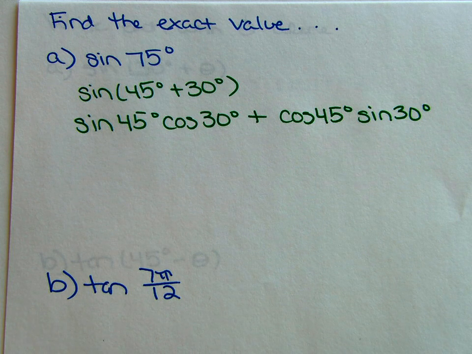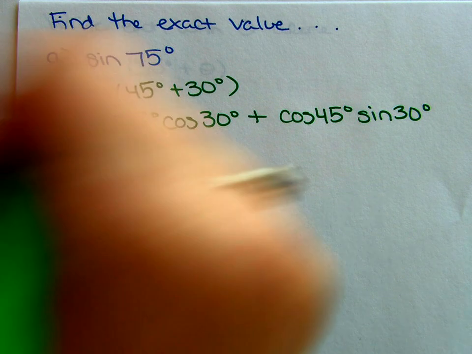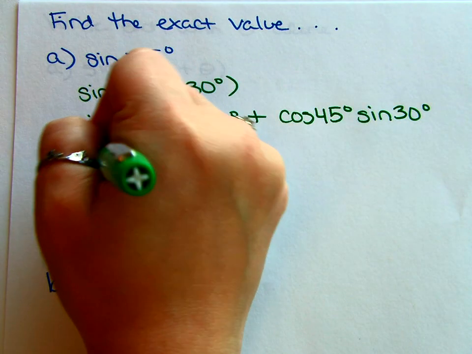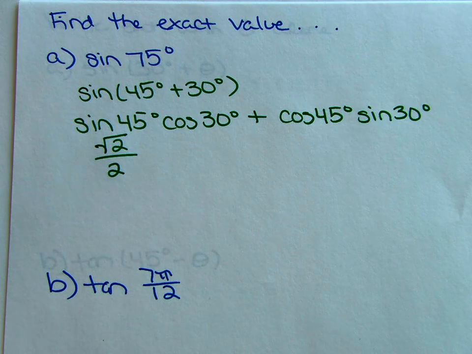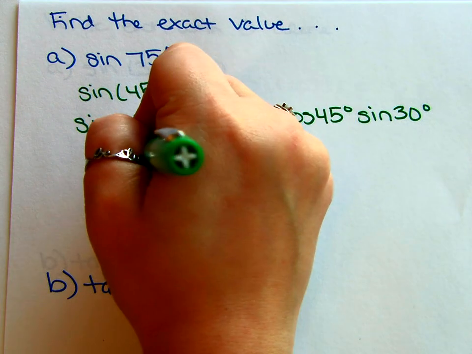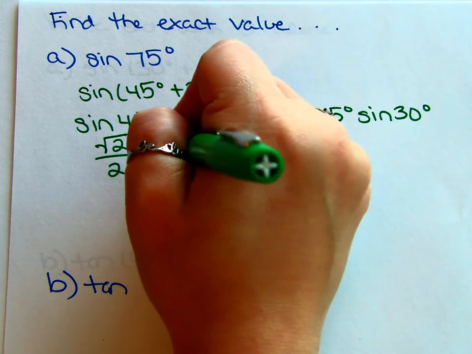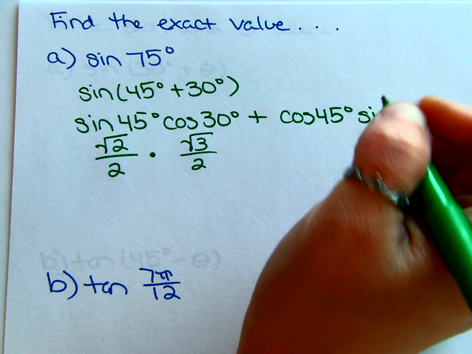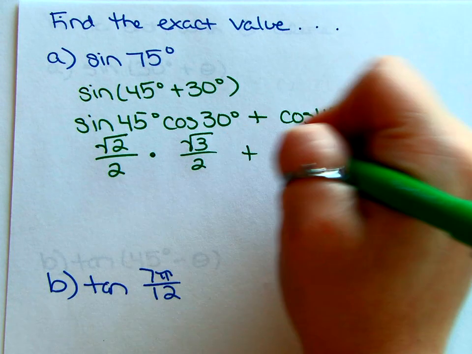So now I need to know what sine of 45 degrees is. Well, sine of 45 degrees is the same as cosine of 45 degrees, and we've seen it multiple times this morning as square root of 2 over 2. Cosine of 30 is what? Yeah, square root of 3 over 2 plus square root of 2 over 2 times 1/2.